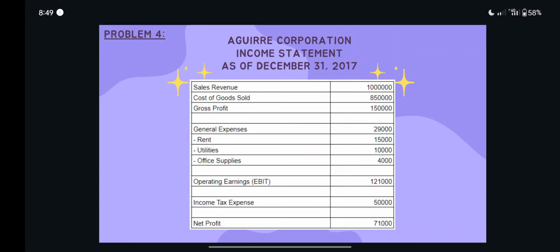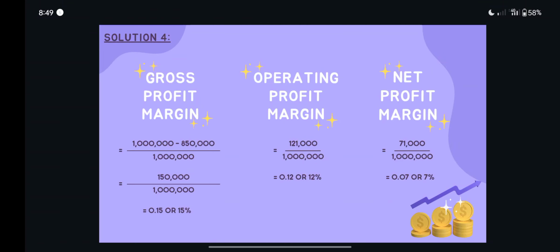Next problem is a Gear Corporation income statement. Now we will try to solve for the three financial ratios. First is the gross profit margin.